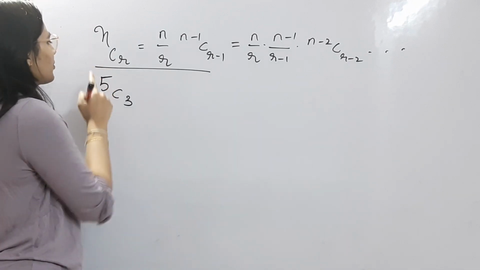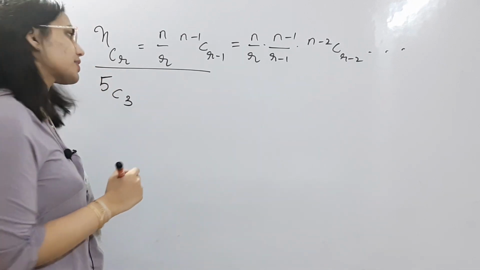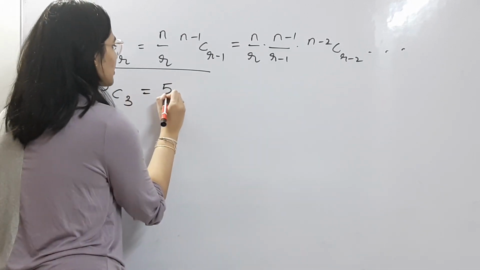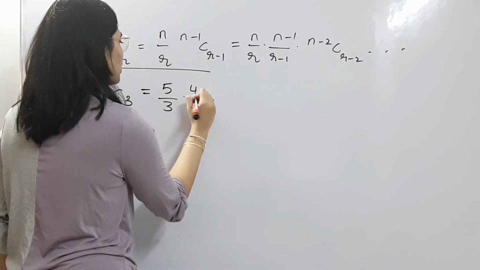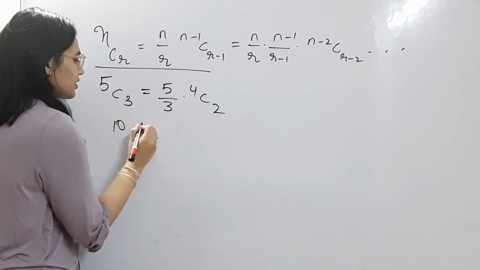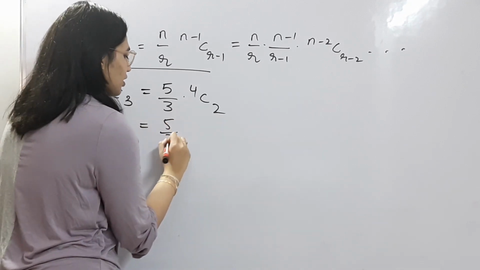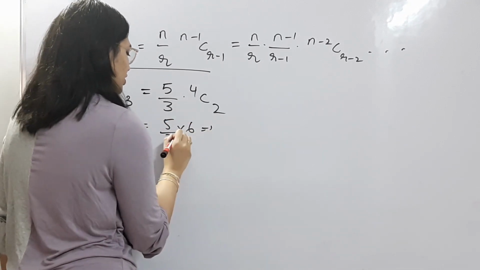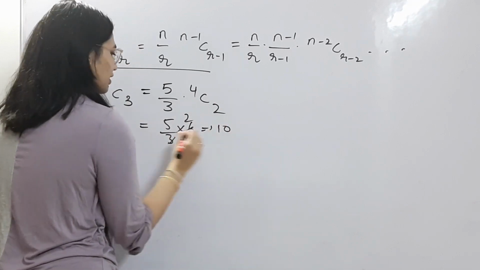So here, for example, if you take n as 5 and r as 3, we get 5C3 is equal to 5 by 3 into 4C2. That is what we want to prove. What is 5C3? 10. And what is 4C2? 6.